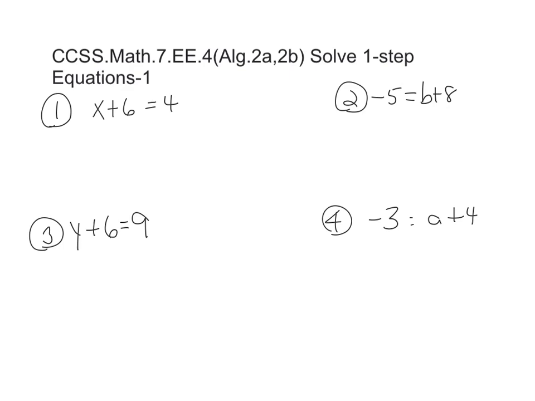Common Core State Standards, Math, 7th grade, expressions and equations for Algebra 2A, 2B, and we're solving one-step equations. And so we are on to equations, so that we have a variable and we have an operation and we have an equal sign.